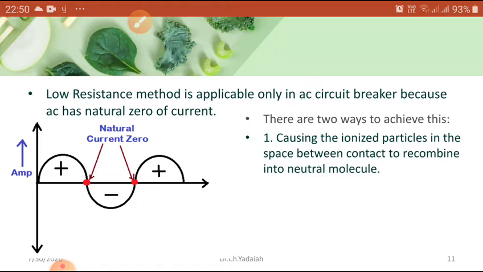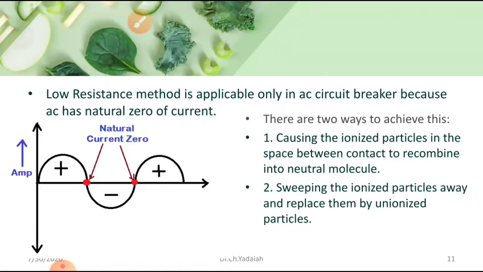So the arc may be automatically quenched. That is the first thing. Second one, sweeping the ionized particles away and replacing them with unionized particles. Otherwise, what will happen? Whatever their presence on the way, we have to remove that and replace it with new unionized gas particles. That we have already seen in the last class.